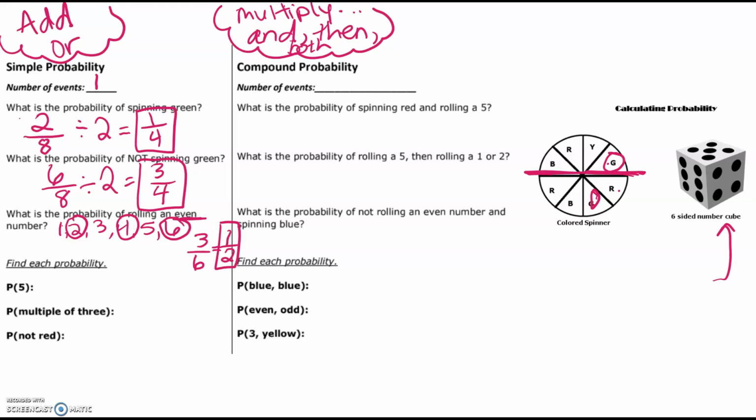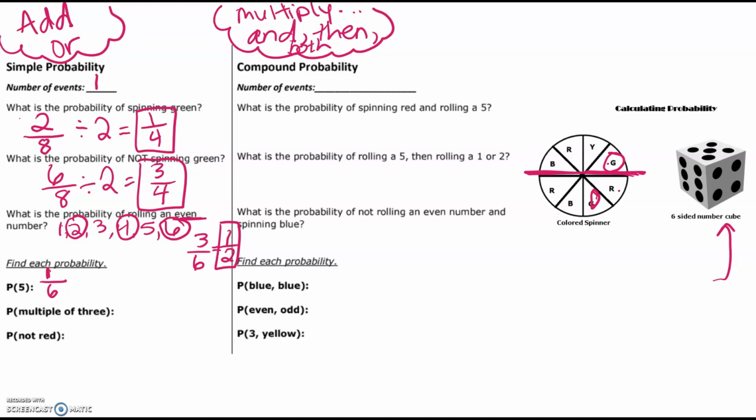Let's look below. It says find each probability. So what's the probability of landing on a 5? Well, there's only one actual 5 side over 6 total sides. So 1 out of 6 is your final answer. The P in front of the parentheses means the probability of. So when you see it written like that, it's asking what's the probability of.